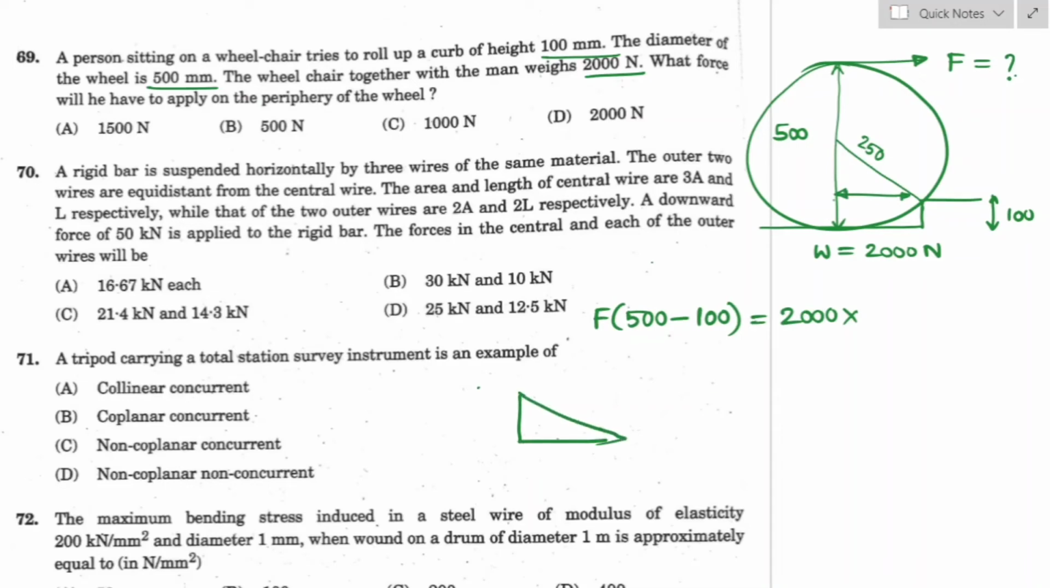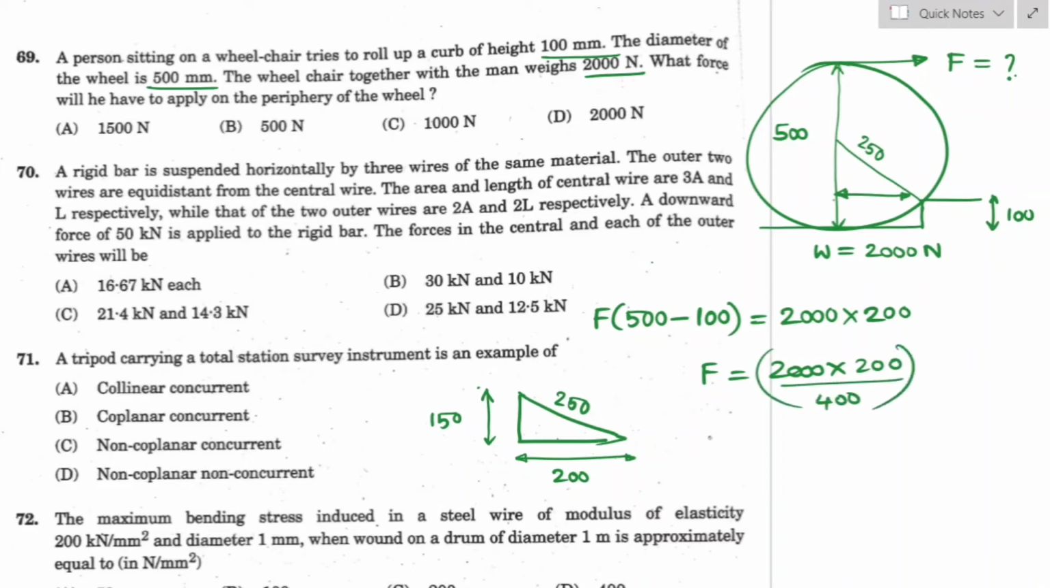So let's draw this section. Radius is 250 mm. This vertical height is 250 minus 100 mm, so it is 150 mm. From Pythagoras theorem, this horizontal distance will be 200 mm. So total weight 2000 into 200 mm. So the force will be 2000 into 200 divided by 400. So the total force required to apply on the periphery of the wheel is 1000 Newton. So option C is the right answer.